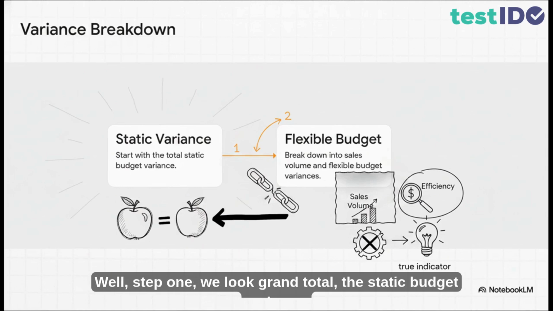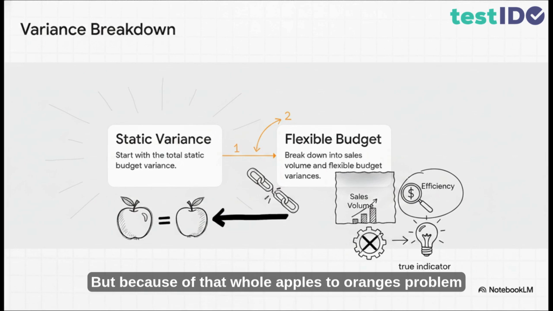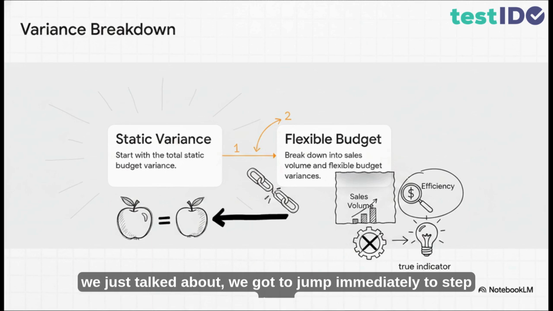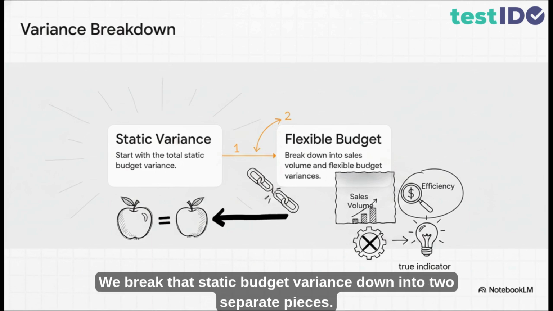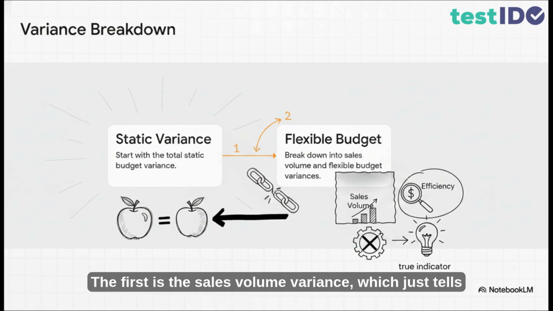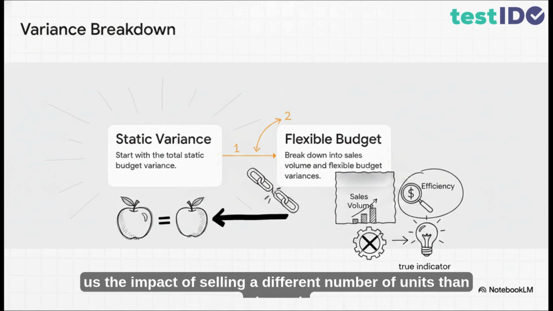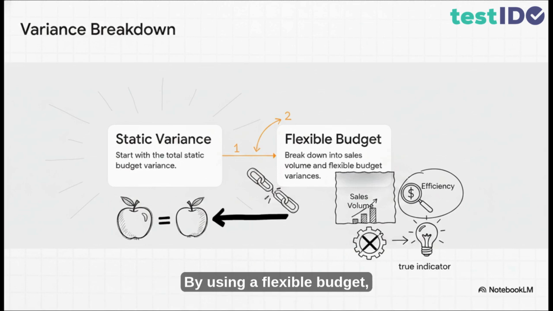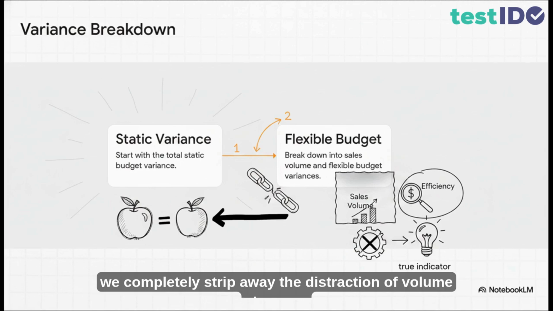Well, step 1, we look at the grand total, the static budget variance. But because of that whole apples to oranges problem we just talked about, we have to jump immediately to step 2. We break that static budget variance down into 2 separate pieces. The first is the sales volume variance, which just tells us the impact of selling a different number of units than planned. The second piece, and honestly the one we really care about today, is the flexible budget variance. By using a flexible budget, we completely strip away the distraction of volume changes. It's the true indicator that reveals our actual cost efficiency.